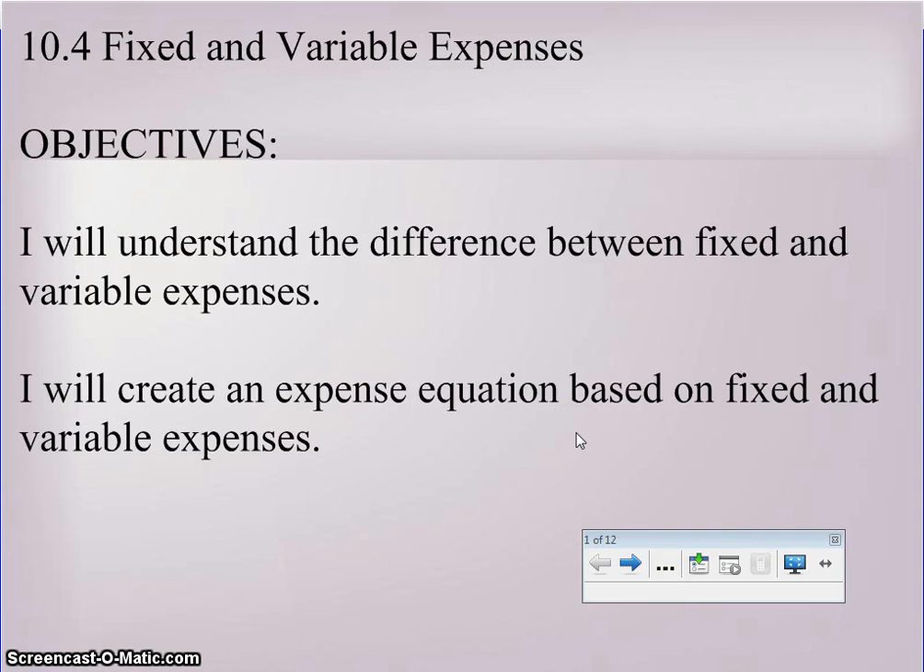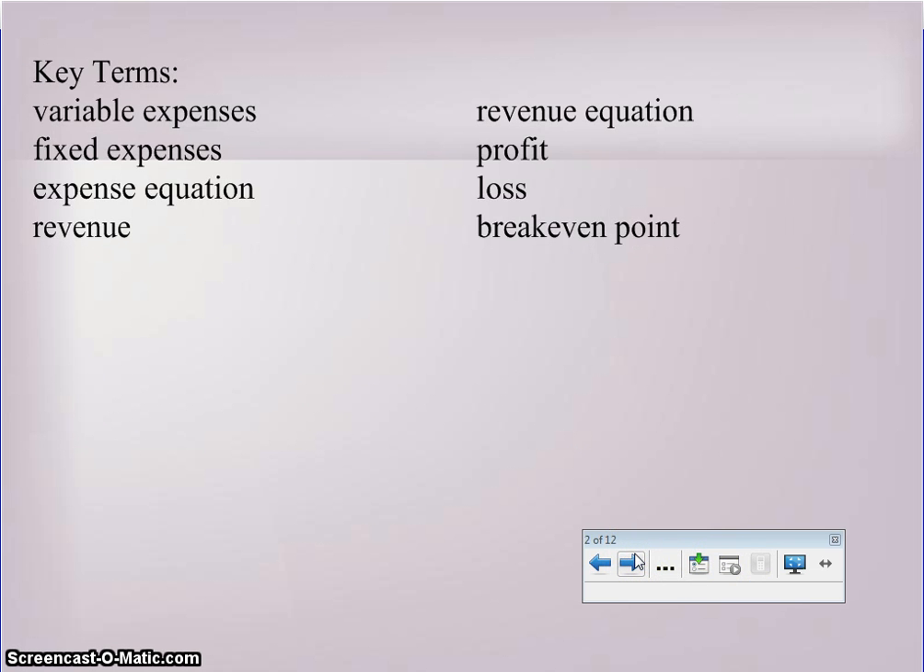Right, let's go ahead and get started with Chapter 4 in Unit 10. Our objectives for today: I will understand the difference between fixed and variable expenses, and I will create an expense equation based on fixed and variable expenses. Here's our vocabulary for the unit. Make sure that you familiarize yourself with this before moving on with the video.